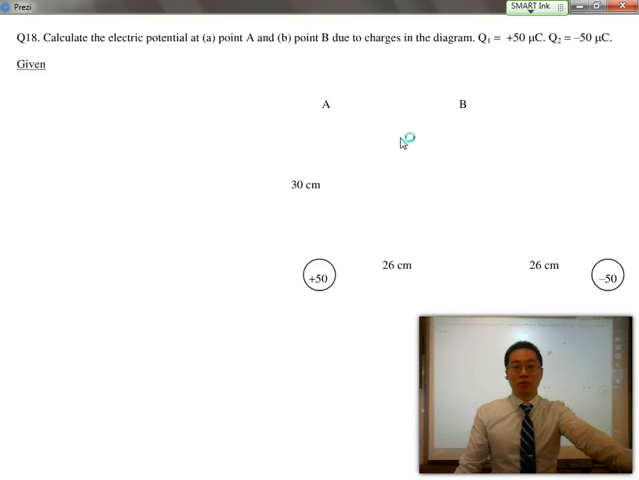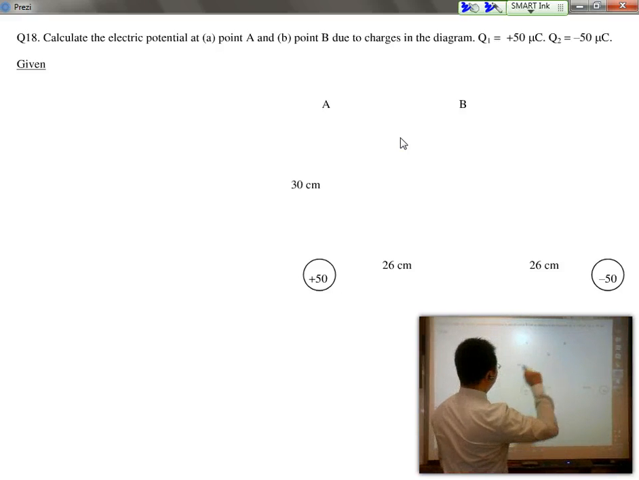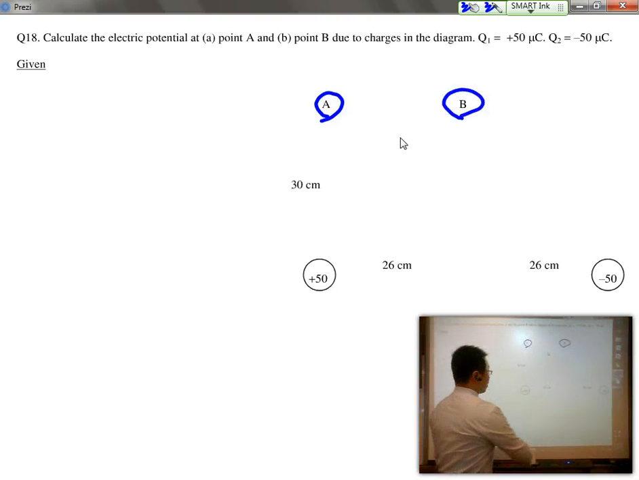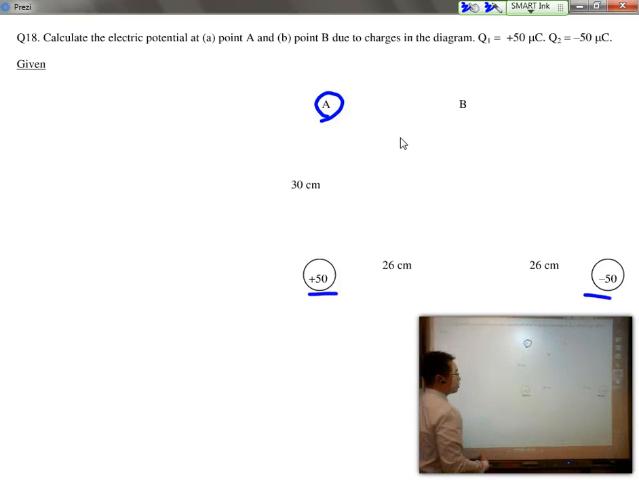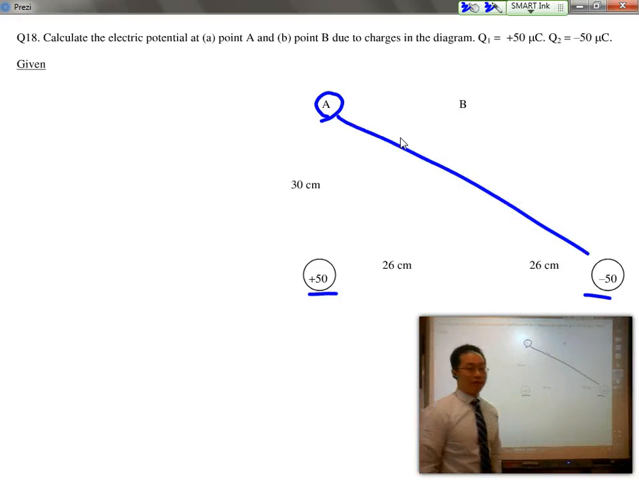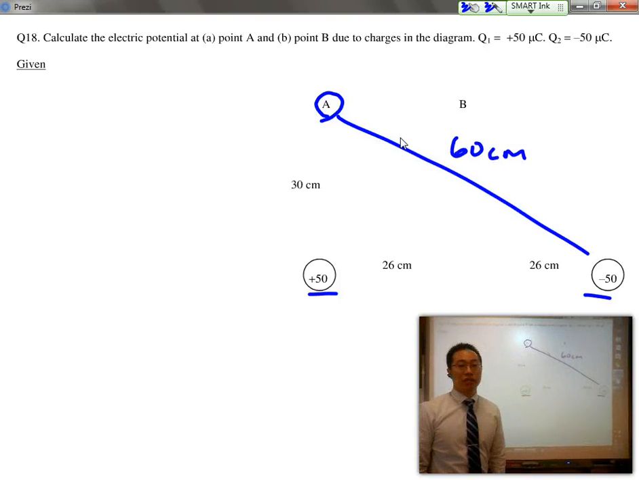Even if I have multiple charges, I should still be able to solve for the total electric potential at each point. If I wanted to figure out what the total electric potential is at A versus B, well, let's just do A first, okay? If we have two charges, that means we have V1 plus V2. We have to find the total electric potential. This distance over here, if you use the Pythagorean theorem, is equal to 60 centimeters.